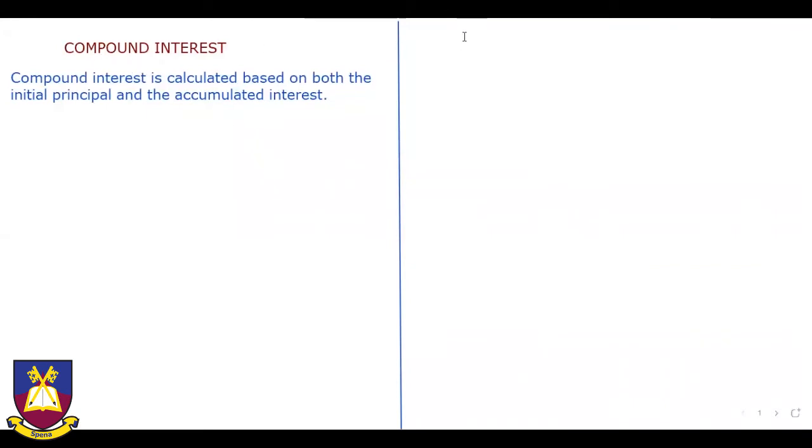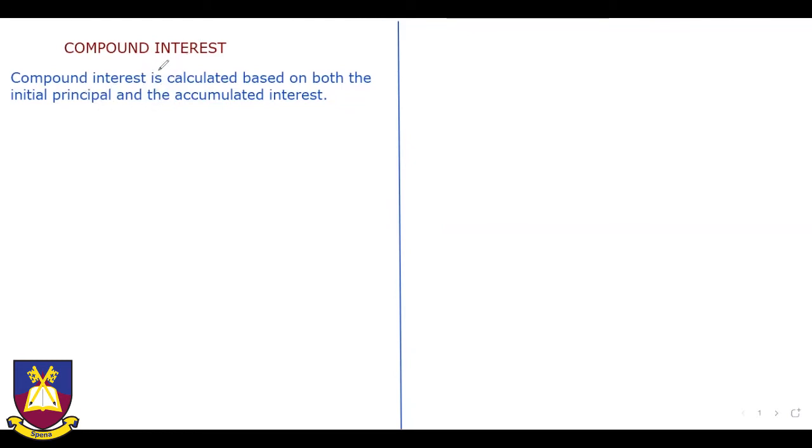In this lesson, we're going to look at the concept of compound interest. Now, compound interest is calculated based on both the initial principal and the accumulated interest. What this means is that compound interest depends both on the principal and the interest. So the principal will keep on changing as we calculate compound interest, and that is what we call compounding. As we keep on compounding, the interest will change, the principal will change.